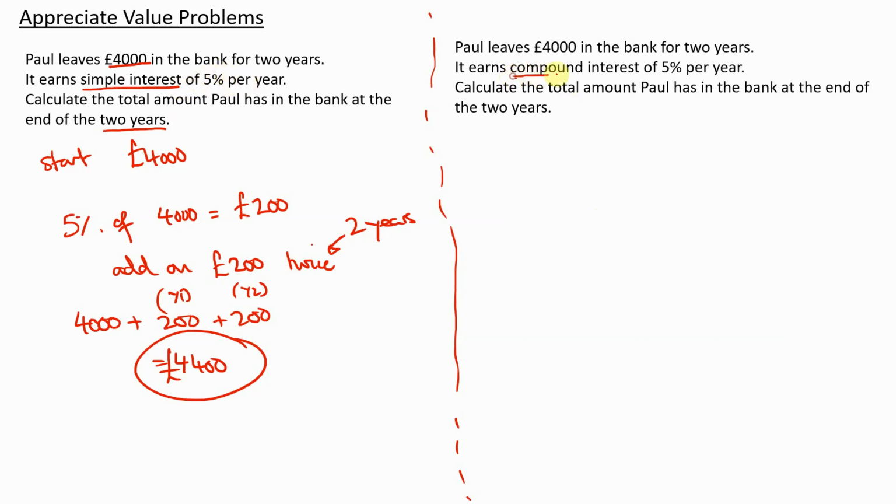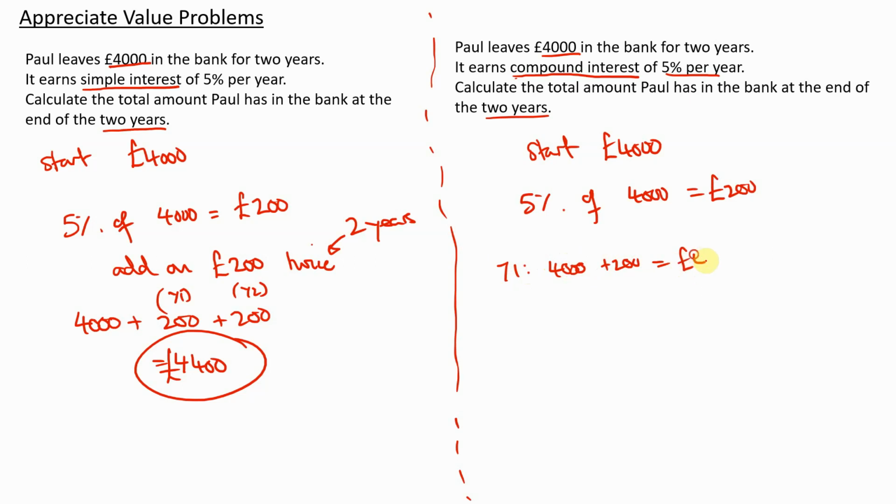This time we've got the exact same question but with compound interest, and I've done it like this just so we can see the differences between them. So we start with £4,000. We've already found out that 5% of 4,000 equals £200. So in year 1 we're going to have 4,000 plus 200, £4,200. We then want to find 5% of 4,200.